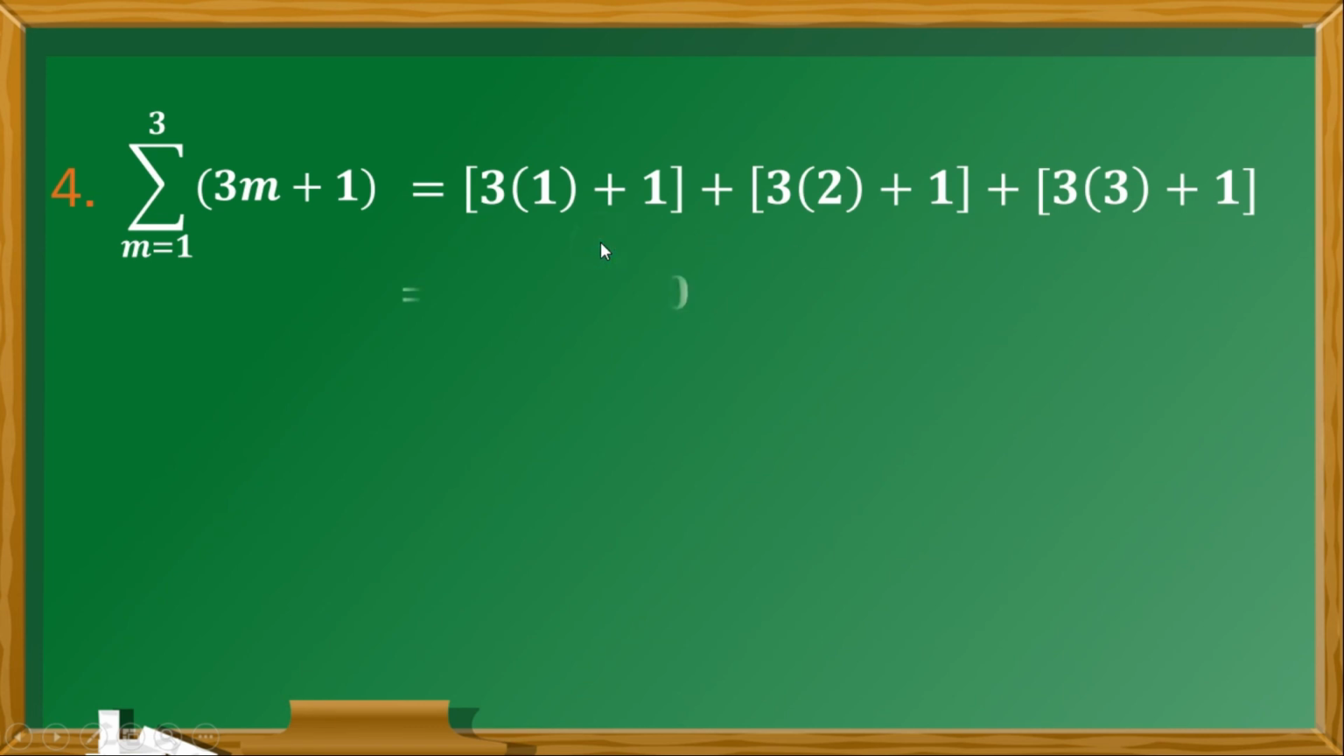Ngayon, kuha natin yung sagot nila dito isa-isa. 3 times 1 is equal to 3 plus 1 is equal to 4. 3 times 2 is equal to 6 plus 1 is equal to 7. 3 times 3 is equal to 9 plus 1 is equal to 10. Then pagkatapos nun, i-add lang natin itong mga to. 4 plus 7 is equal to 11 plus 10 is equal to 21.